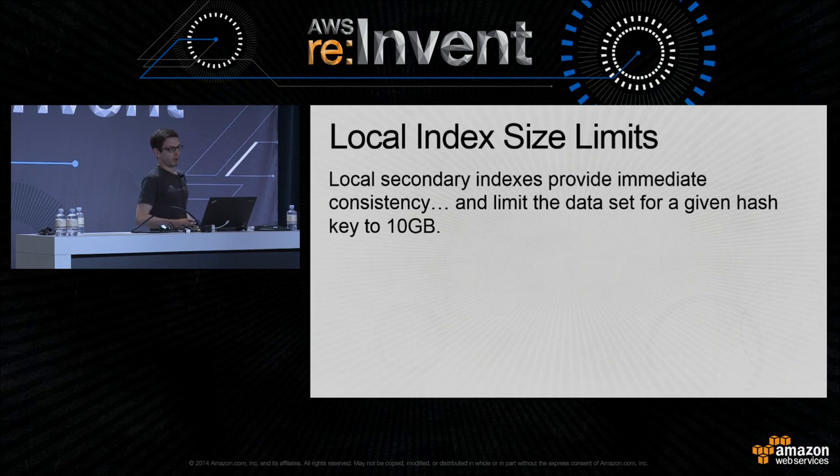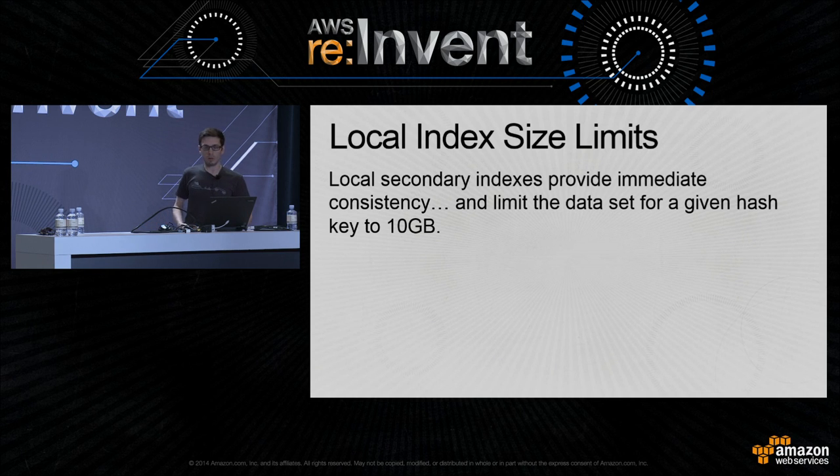There's also a local secondary index size limit. So local secondary indexes allow for immediate consistency. So if your application requires that all data read needs to be up to date, you can use local secondary indexes to guarantee that. But to provide that guarantee, Amazon limits the size of that to 10 gigabytes. So you just need to be aware of how big your data set can be.